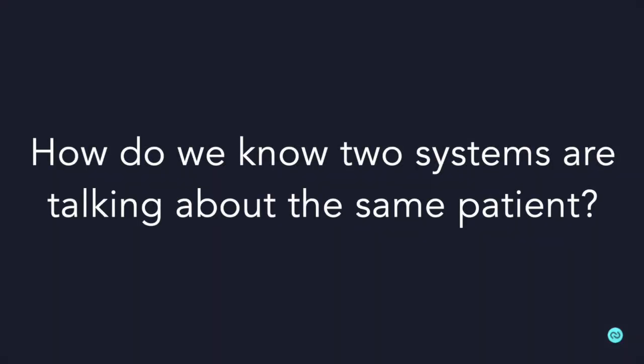When people talk about interoperability, the conversation usually focuses around data elements and exchange standards, things like HL7, FHIR, mapping fields, or transformation rules. But before any two systems can exchange data, there's a more fundamental problem that needs to be looked at. How do we know that both systems are talking about the same patient?